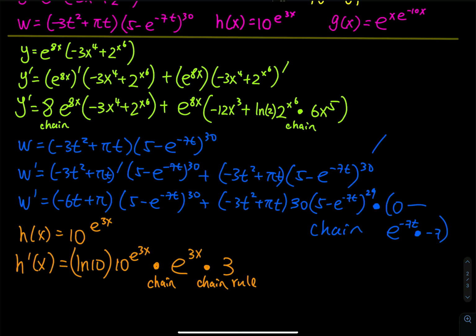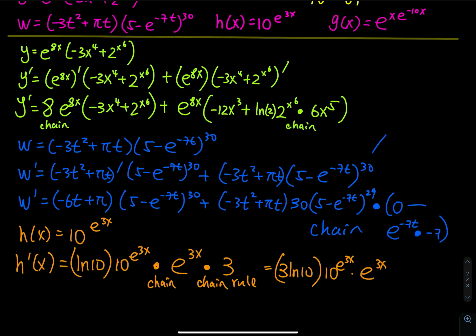Alright, so when you do work online, I believe that you have to go like that. So 3 ln 10, this is the coefficient, and then 10 to the e to the 3x, and then you multiply by e to the 3x. They do want you to clean that up a little bit.